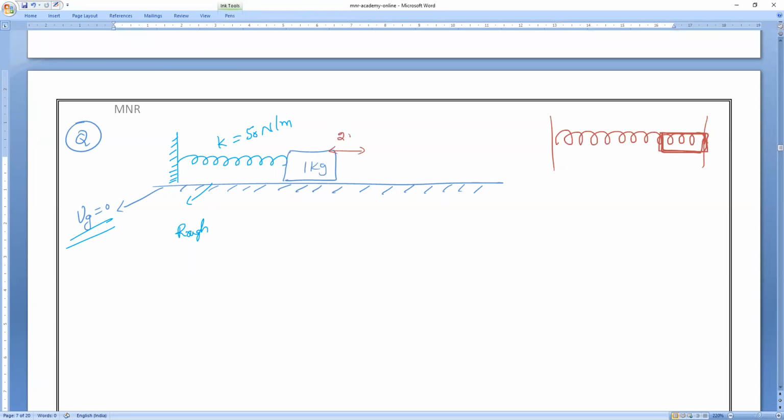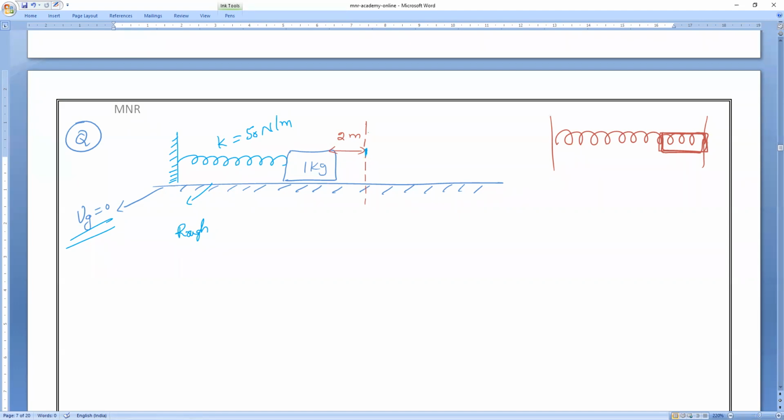How many meters? 2 meters. It means if I remove the 1 kg body, then the spring will extend up to this distance. Do you all understand what I'm saying? If I remove this 1 kg body, naturally the spring length will be up to this point. Because of attaching the 1 kg mass, the spring has been compressed. How many meters? 2 meters. So it is compressed.